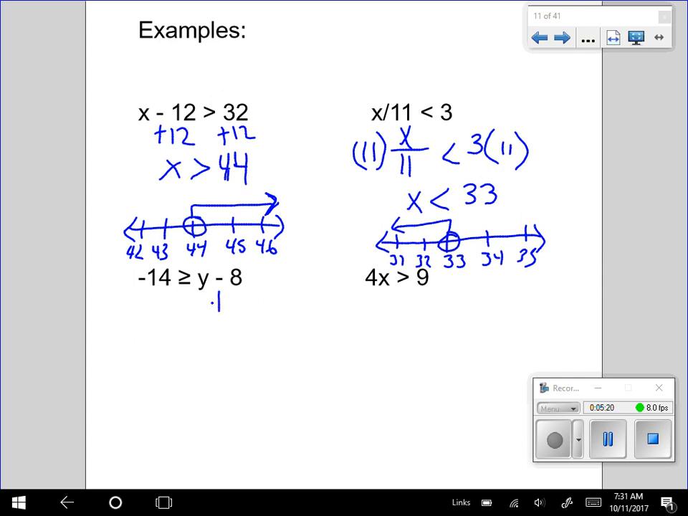So I'm going to add 8 because that's the inverse of subtraction. I need to be careful with my integer rules here. If I'm adding 8 to a negative 14, I'm going to subtract.